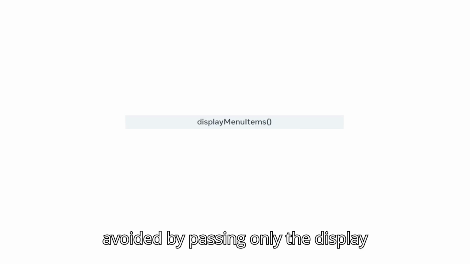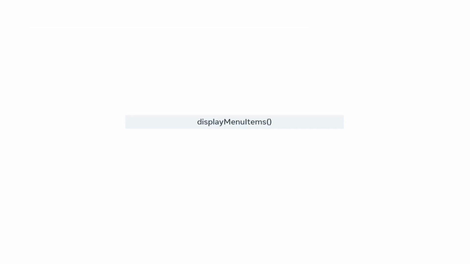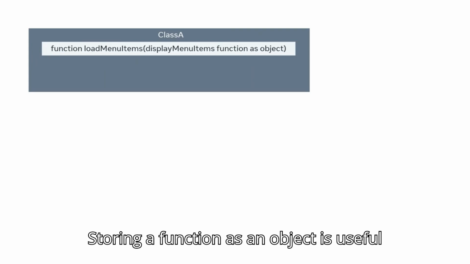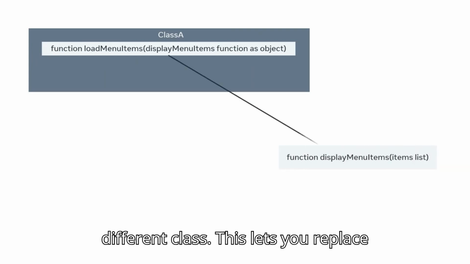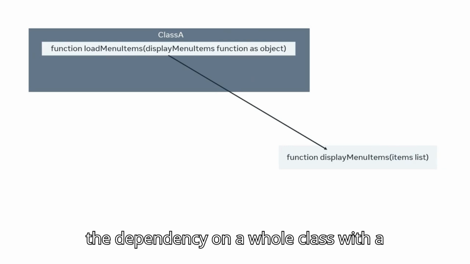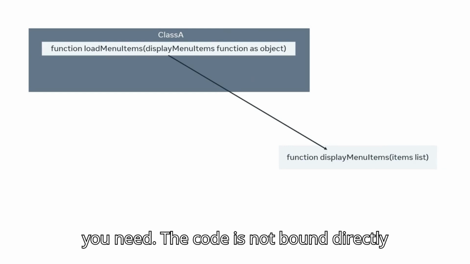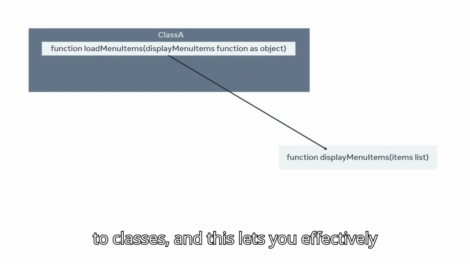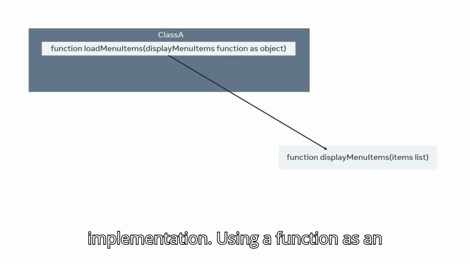Such overhead can be avoided by passing only the display menu items function itself as an object. Storing a function as an object is useful when it needs to be executed from a different class. This lets you replace the dependency on a whole class with a dependency on just a single function that you need. The code is not bound directly to classes, and this lets you effectively refactor, replace, or mock the implementation.